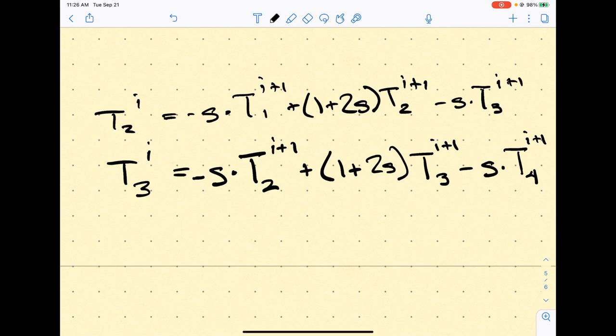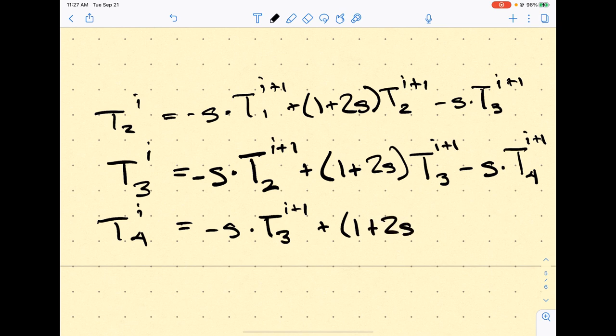Okay, and if I do the same at location 4, skipping ahead, this would be minus S times T3 at time I plus 1, plus 1 plus 2S times T4 at time I plus 1, minus S times T5 at time I plus 1.